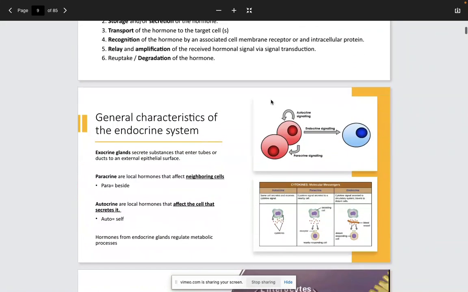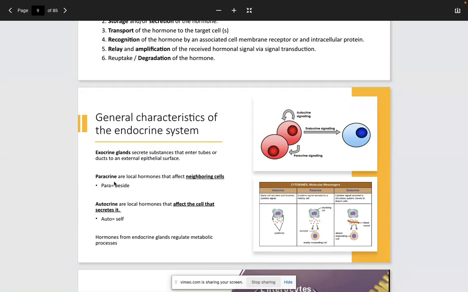So here are some general characteristics. There are 3 different terms that I want you to know, and they're just the different types of signaling that occur within hormones themselves. I'm sorry, I'm stuck on that thyroid hormone for some reason. There's something called paracrine, autocrine, and endocrine. So if you know the prefix of the word, then you can know what type of signaling it does.